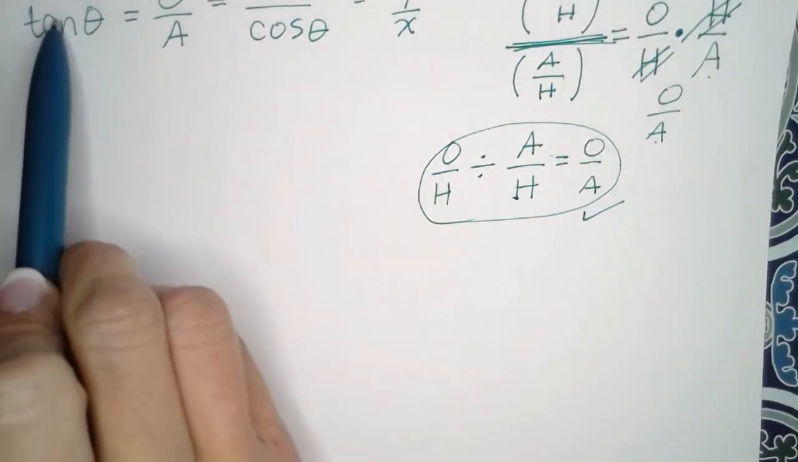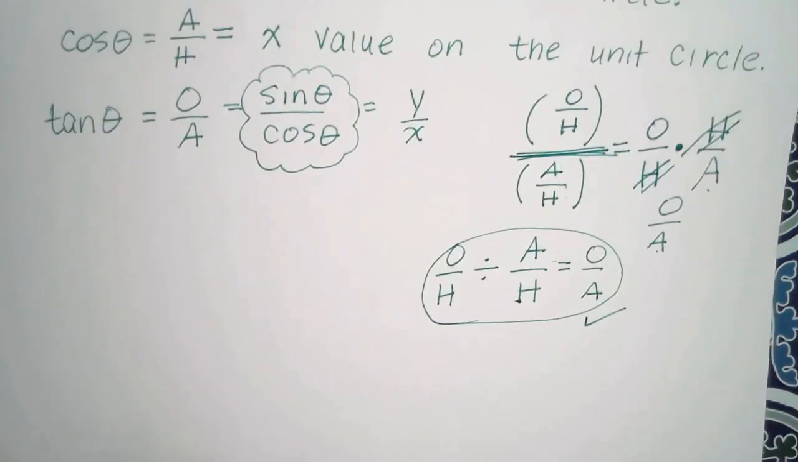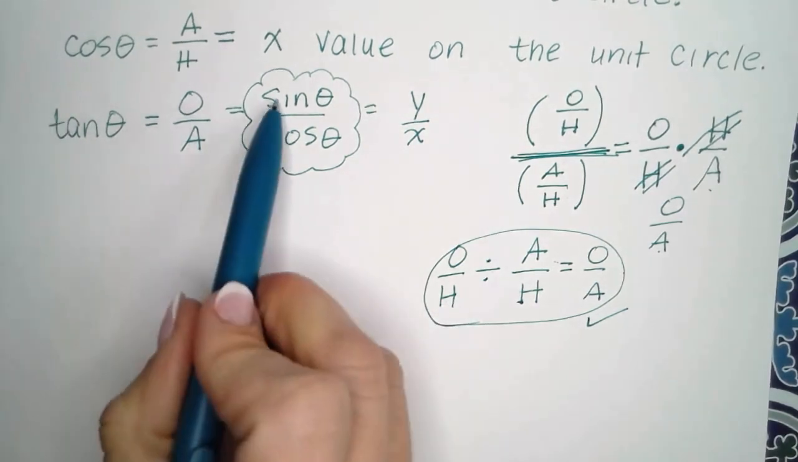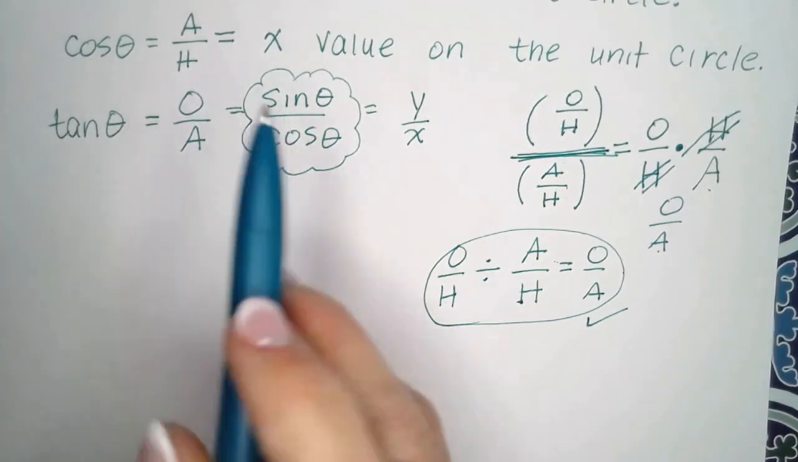Okay, so here we have tangent is opposite over adjacent, but what we really want to know is that it's sine over cosine. That's going to be really important and come in really handy, okay? So I like to remember that S and T are next to each other in the alphabet, so for tangent, sine's on top, okay? Don't forget that.